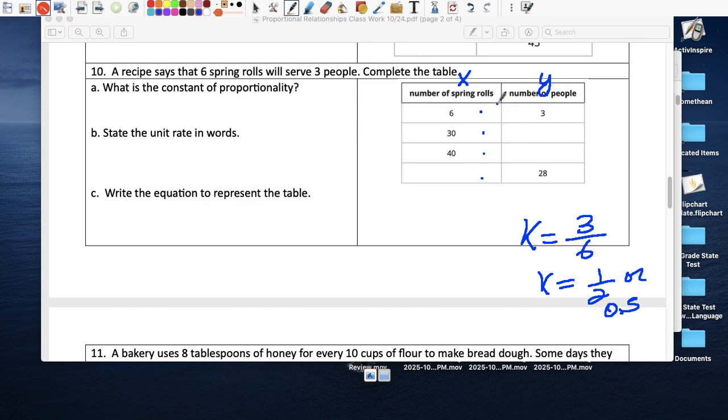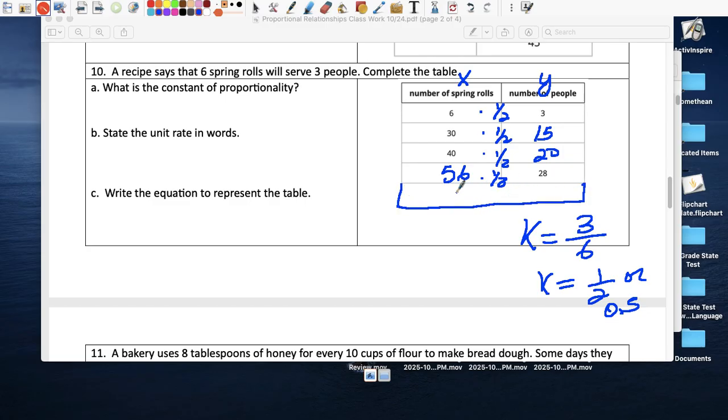So it's always times a half, times a half, times a half, times a half. 30 times a half is 15. 40 times a half is 20. Half of something is 28. What was that number? 56. So with 56 spring rolls, I feed 28 people, and let's go for the unit rate.